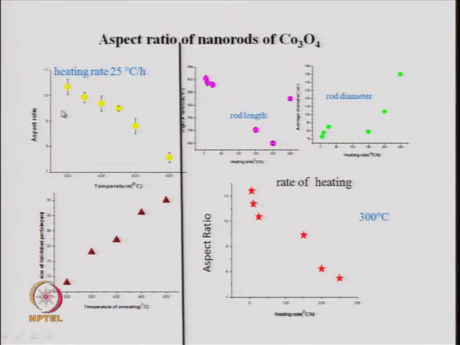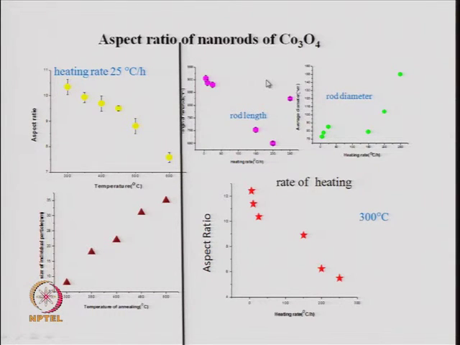The aspect ratio is the ratio of the length and breadth, and you can see that if you divide the length by the width, it is like 10 when you heat at 300, whereas the ratio becomes around 7 when you heat at 600. So, aspect ratio changes. What is happening is the length of the rod decreases, the rod diameter increases. That is why the aspect ratio is decreasing.